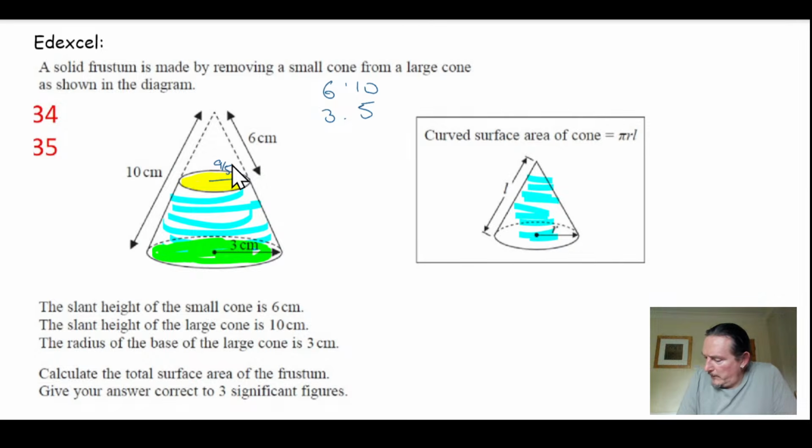Okay, so then what we're going to do here, we need to work out the curved surface area of the small cone, take it away from the curved surface area of the big cone, or maybe we can just use similar shapes for that as well. I'm not quite sure what we're going to do there. And then we're going to add on the 2 surface areas of the circles.